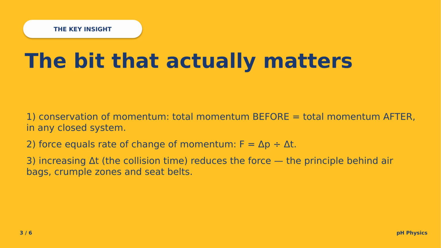Three things. 1. The conservation of momentum. Total momentum before equals total momentum after in any closed system. 2. Force equals the rate of change of momentum, so F equals delta P divided by delta T. And 3. Increasing delta T, the collision time, reduces the force. This is the principle behind airbags, crumple zones, and seatbelts.